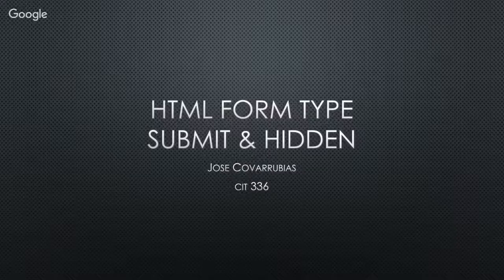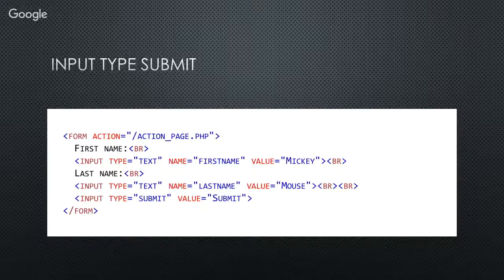All right, this is Jose Covarrubias for CIT 336, and I will talk about HTML forms and the type of elements and attributes that we can use to submit and hide information. I will start off with the syntax or how the submit type is used.